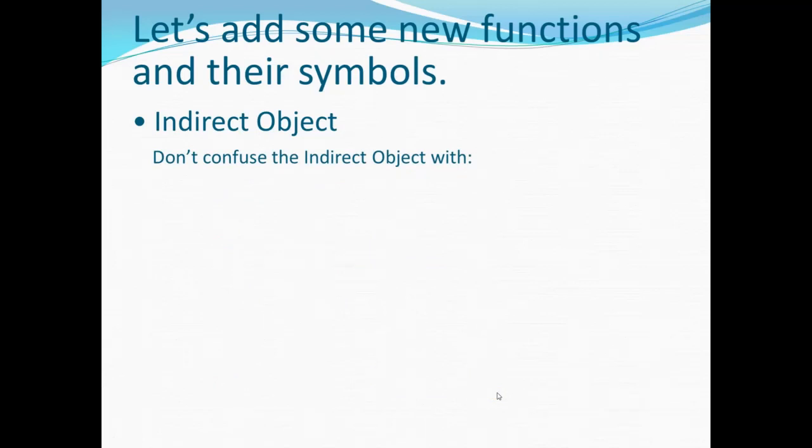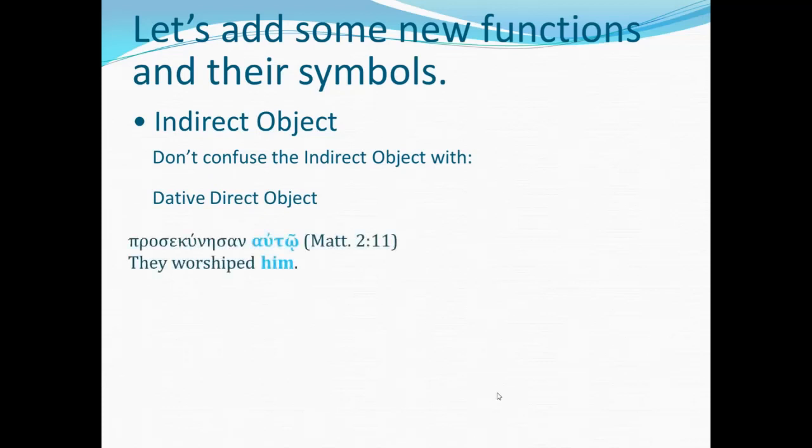Now, as we're working with indirect objects, we want to take a little time and make sure that we don't confuse the indirect object with a couple of other grammatical constructions. There is such a thing as a dative case direct object. Some verbs take their object in the dative case. So in Matthew 2:11, they worshiped him. They didn't worship something to him. The word him answers the who or what question after the verb.